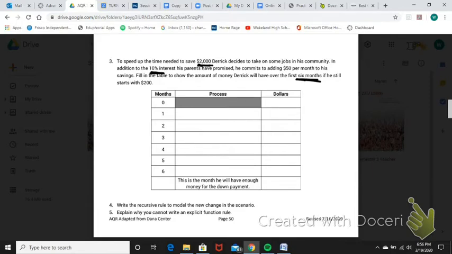So we're still starting out with our $200. The months right here represent n, like I said. The dollars over here are his total, and that's going to represent t. So he starts out with $200.